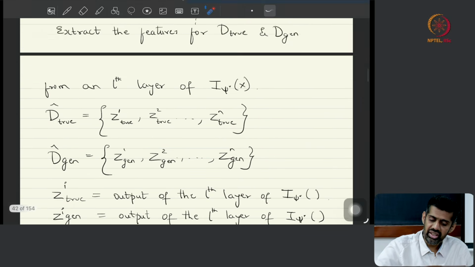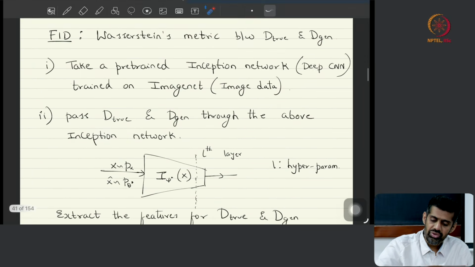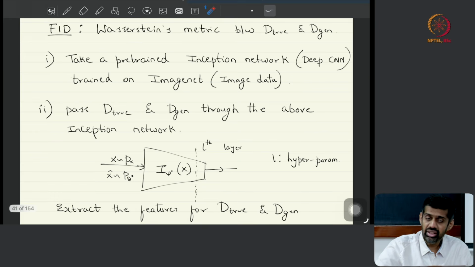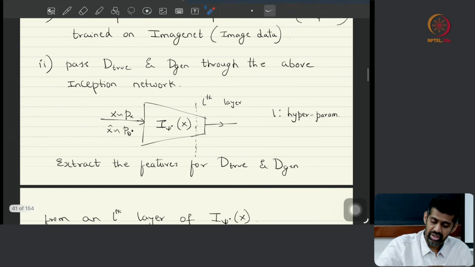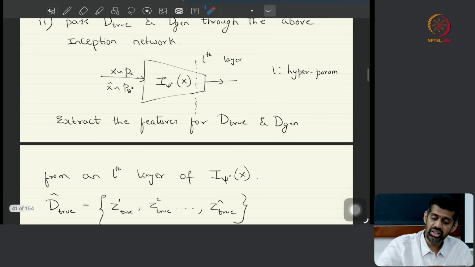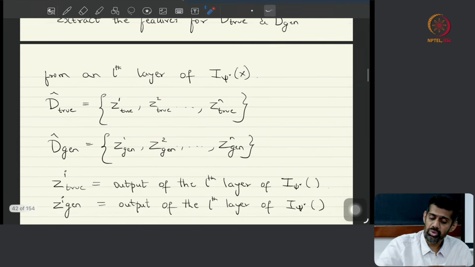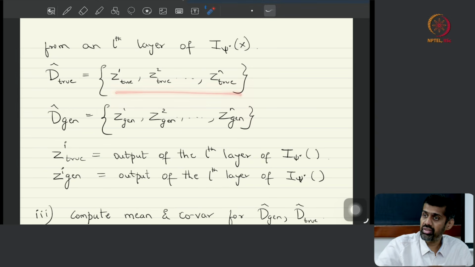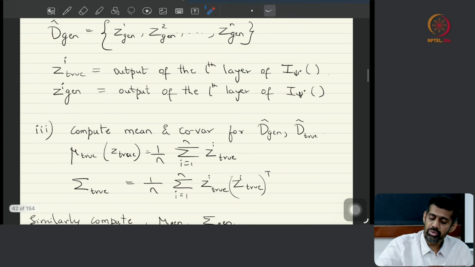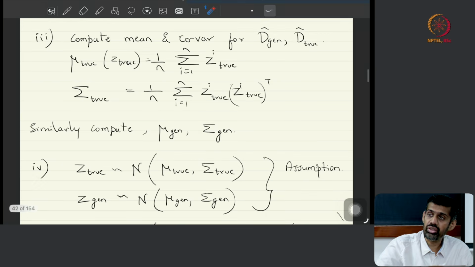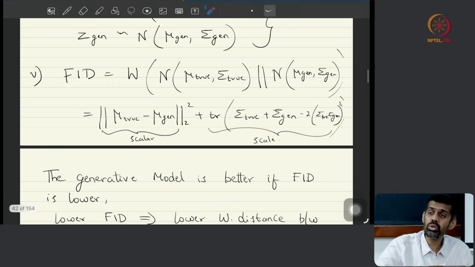So if you are given some samples from the true data and the generated data, take a pre-trained Inception network, trained on some data set like ImageNet, and pass both the true data and generated data through the Inception network. Tap the embeddings at some nth layer, and extract features for both of them. What you have is the corresponding vectors now. Assume both of them to be Gaussian, compute the mean and the covariance, and then compute the Wasserstein's 2 metric, that is the Frechet's inception distance.